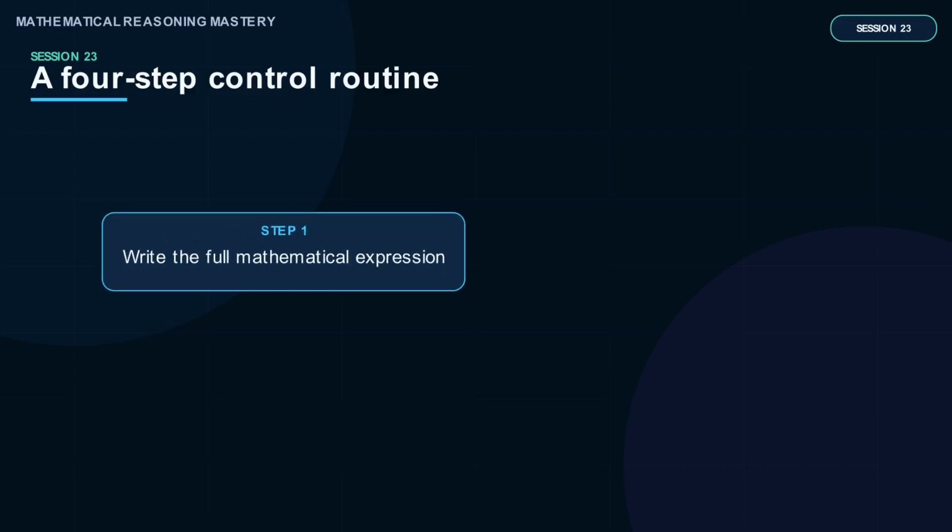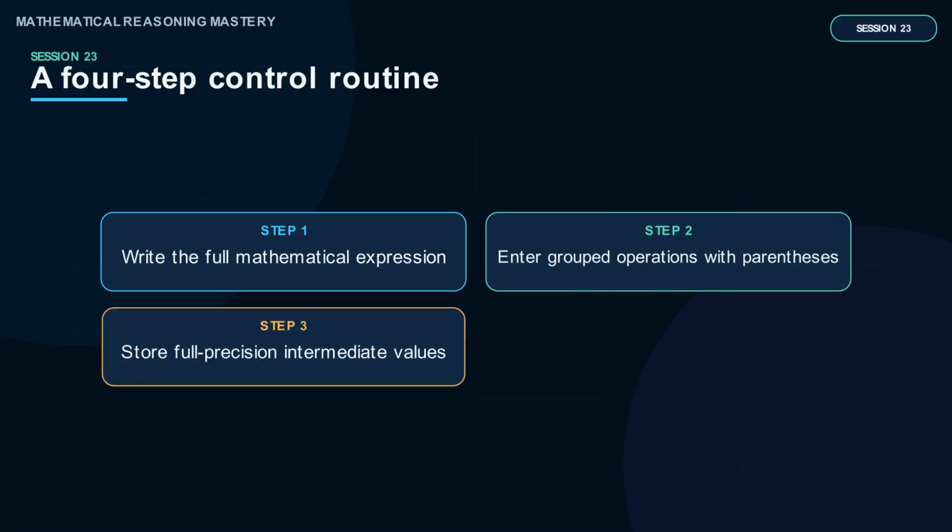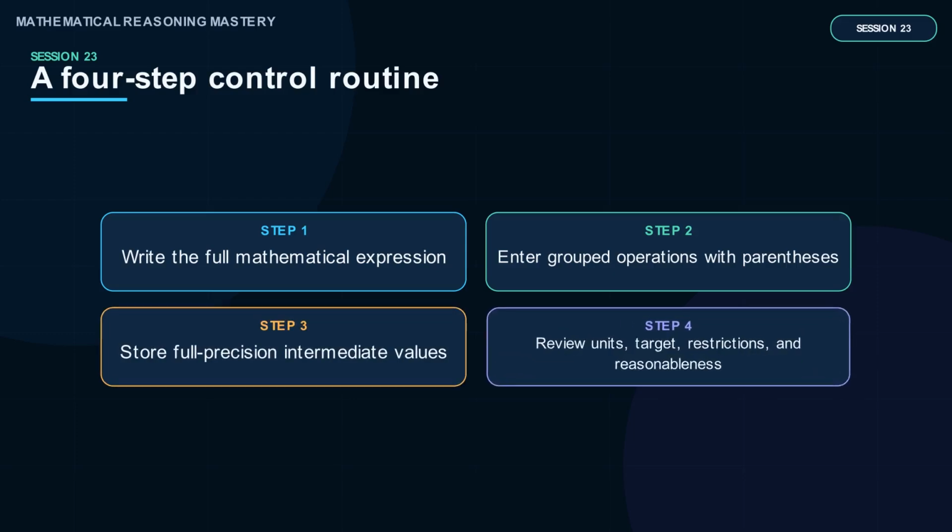Step 1. Write the full mathematical expression. State the target and preserve its units or conditions. Step 2. Enter grouped operations with parentheses. Use a separate line so signs, factors, and labels remain visible. Step 3. Store full-precision intermediate values. Keep the reasoning efficient, but never skip an operation that could hide an error. Step 4. Review units, target, restrictions, and reasonableness. Verification is part of the solution because it tests the answer from another direction.